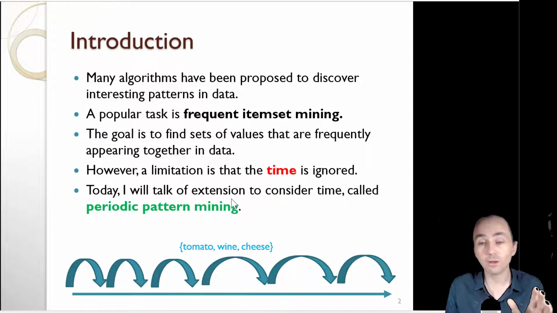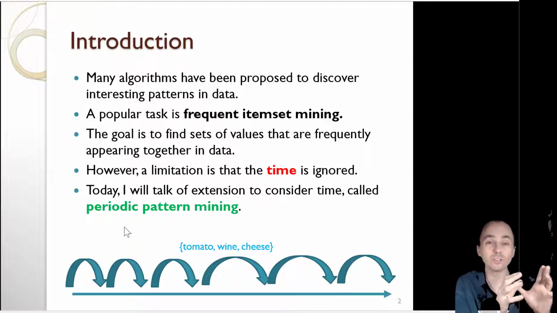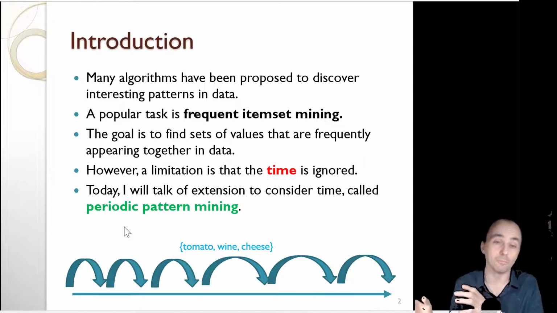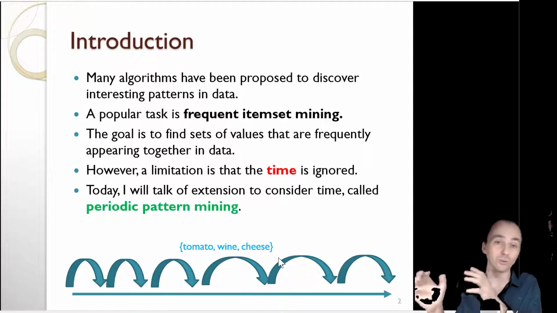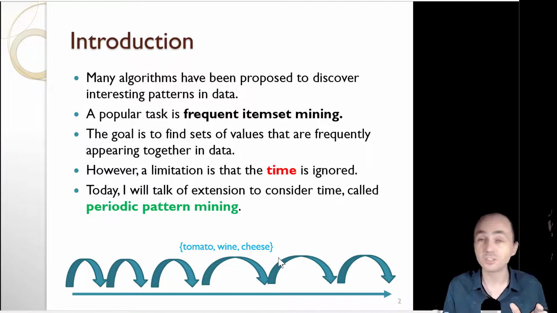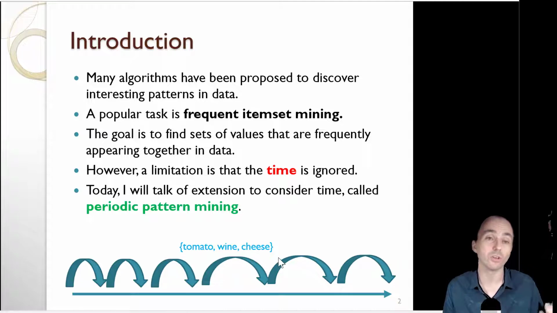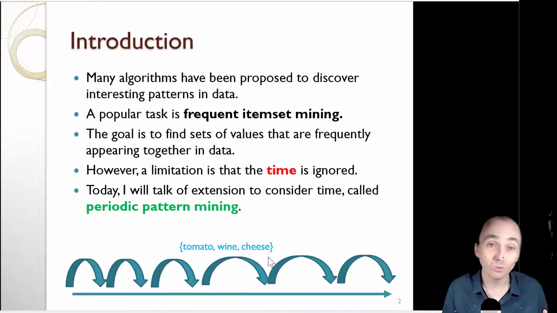So today I will talk about one extension of frequent itemset mining to consider the time. That is called periodic pattern mining. So briefly, what it is, the idea, we want to find some patterns in the data that will be periodic. Periodic means repeat over time. Okay. So for example, for shopping, we might find that many people buy tomato, wine, and cheese every week. Okay. So if we find something like this, it is very, very interesting because it tells us about the habits of the customers. Like, some people always buy this every week. Okay, so maybe we can do the promotion and so on.